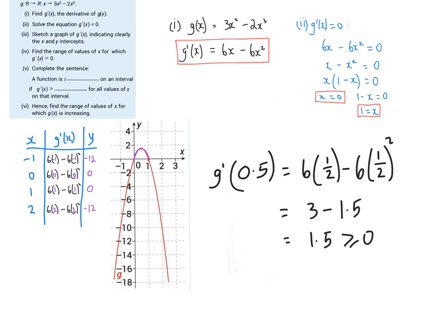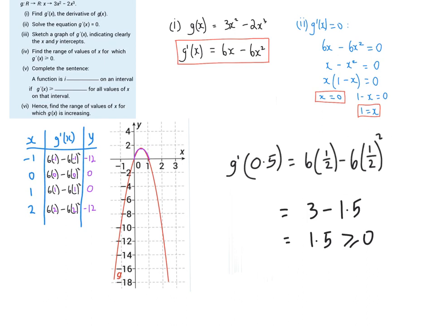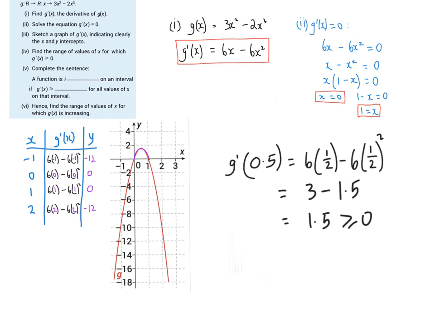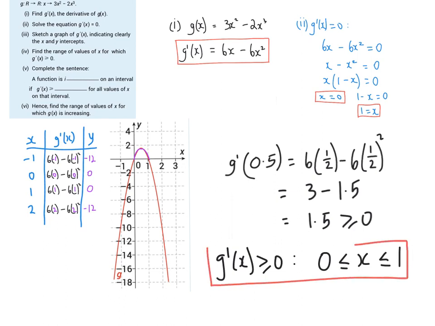So we know that it's definitely between 0 and 1. We can say then that the range of values for which g prime of x is greater than or equal to 0 is 0 less than or equal to x, which is less than or equal to 1. So that's our answer there to part 4.